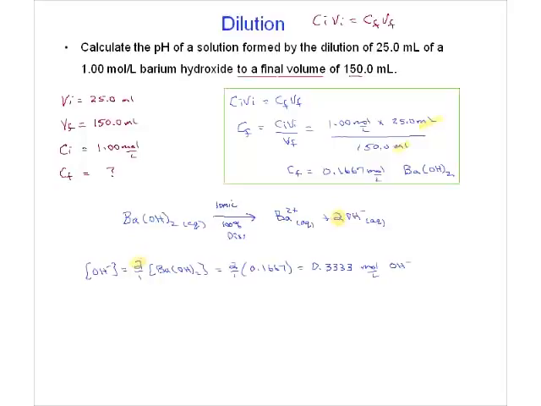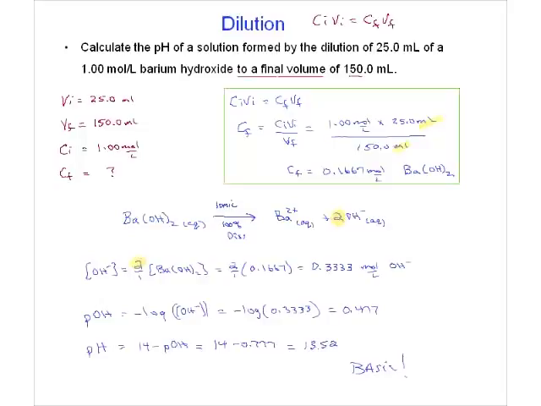And now that we've got the hydroxide ion concentration, we can easily calculate the pOH, minus log of the hydroxide. And now we want to get the pH. Again, there's two ways you could do this, but this is the way I chose to do it. It ends up being pH equals 14 minus pOH, and works out to be 13.52. Aha, this is a basic solution. And that makes sense because it's barium hydroxide. It's producing a lot of OH. So there we go.